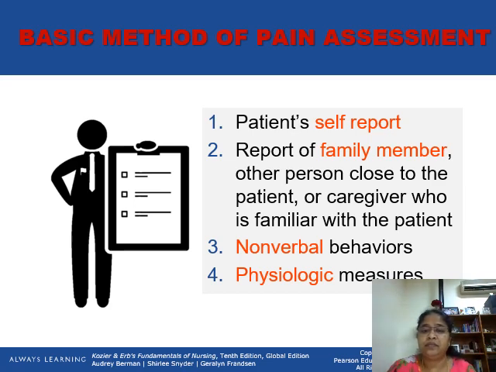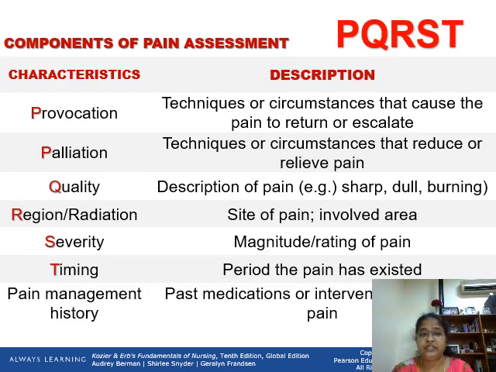Then it can be from the family member, and non-verbal behaviors, you will see some of them crying or keeping the face like this, holding that area, things like that. Then physiological measures. We saw already whenever there is severe pain, heart rate increases, respiration increases, BP increases. So we can see some physiological changes, and we are going to assess pain with the help of PQRST, just to remember it very easily.